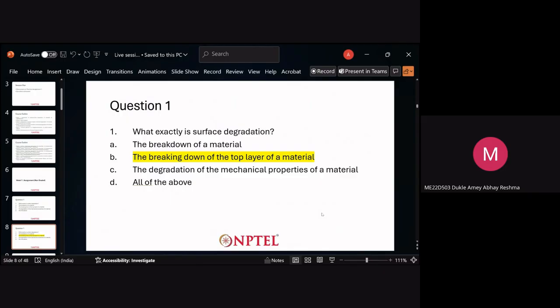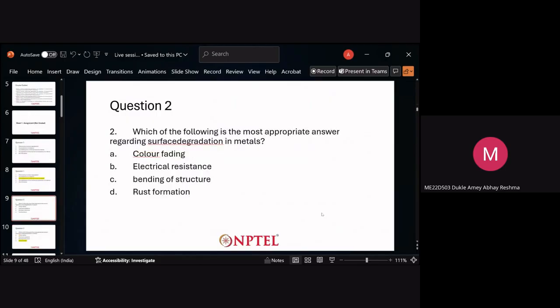So the surface degradation, this one corresponds to the breaking down of the top layer of the material. The second question: which of the following is an appropriate answer regarding the surface degradation in metals? So it is asking, what is the characteristic? How will you identify what surface degradation in metal is?